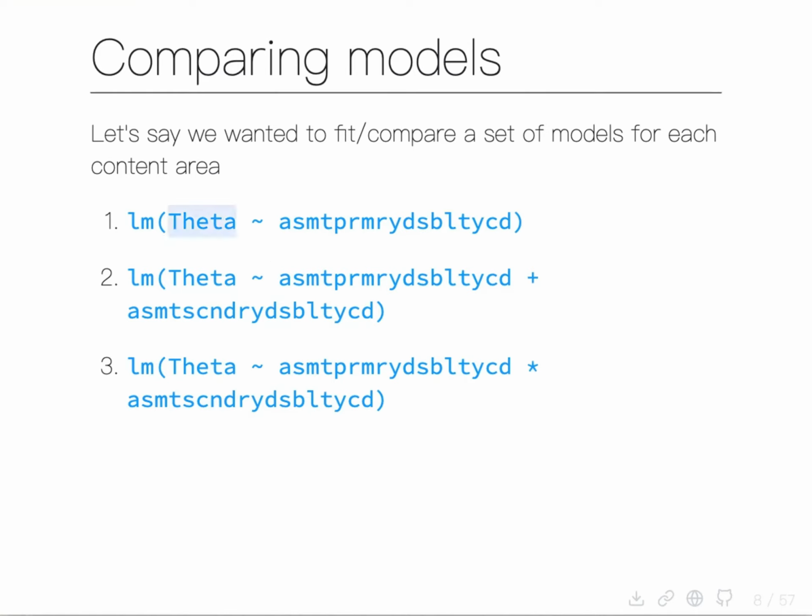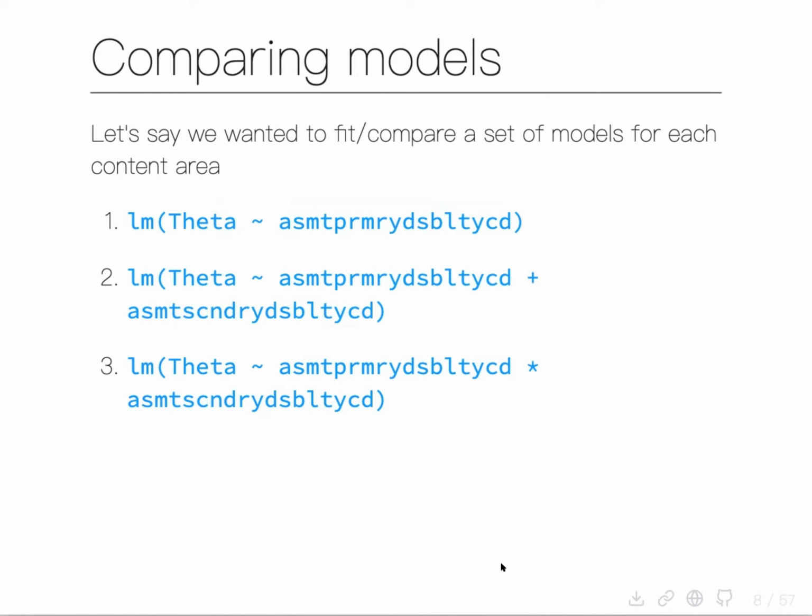like the student's estimated ability or score, and that is predicted by their primary disability code. Okay, and then we have a second model where we're including their primary disability code plus their secondary disability code. And finally, we have a third model that is their primary disability code times their secondary disability code. So this is the interaction. So we're modeling main effects for primary and secondary plus the interaction between those 2 things.